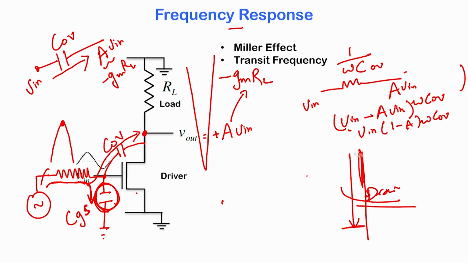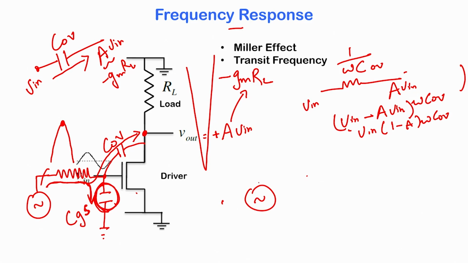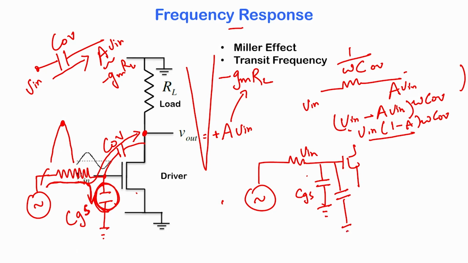through the overlap capacitor. So, from the point of view of the sensor, it is putting out V in, and that V in is driving a capacitor CGS which is connected to ground, but it is also driving this current through the overlap capacitor. So, from the point of view of the sensor, it is as though you have another capacitor to ground which has a capacitance of (1 minus A) into C overlap.